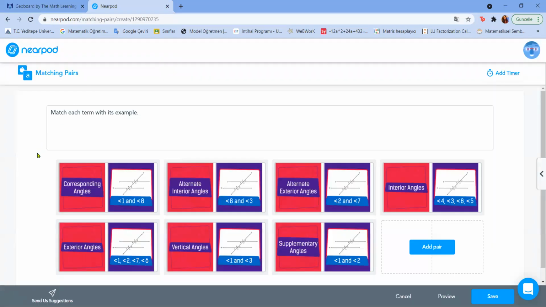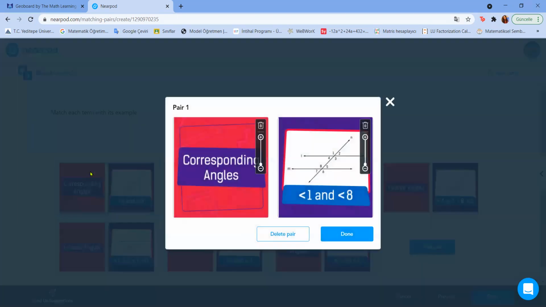Now, I will talk about and show the angles formed by two lines and a transversal. Eight angles occur when two parallel lines are cut by a transversal. I want to show you these angles with images from the Nearpod application. First, I will talk about the corresponding angles.